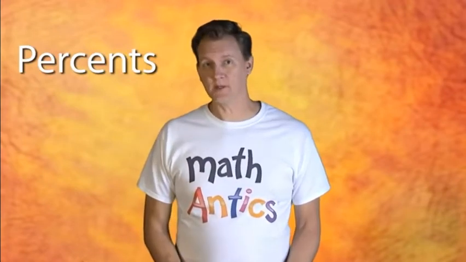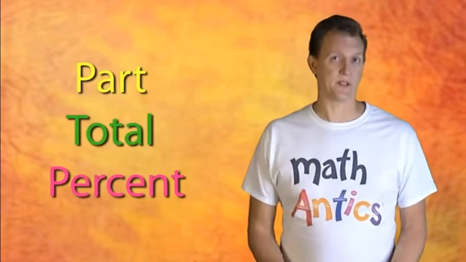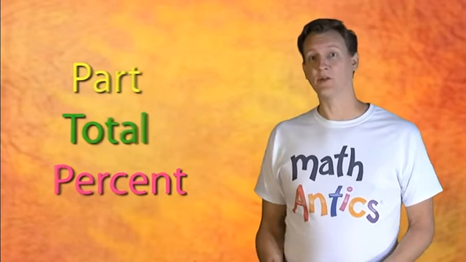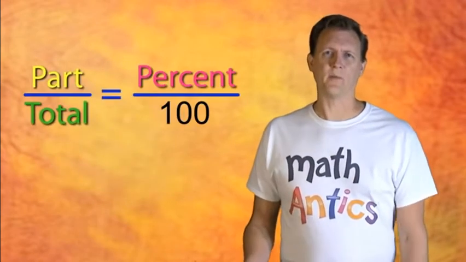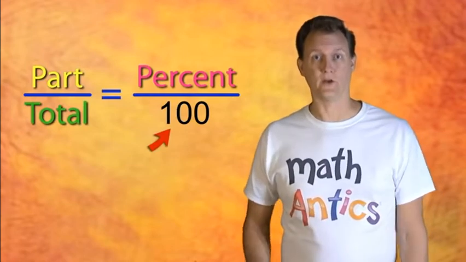Hi, welcome to Math Antics. In our last lesson about percents, we learned that there are 3 main types of percent problems because there's 3 different numbers that could be missing. Those 3 numbers are the part, the total, and the percent. They're just the 3 variables or changeable numbers in the percentage equation. The 4th number is always 100, since that's what percent means, per 100.